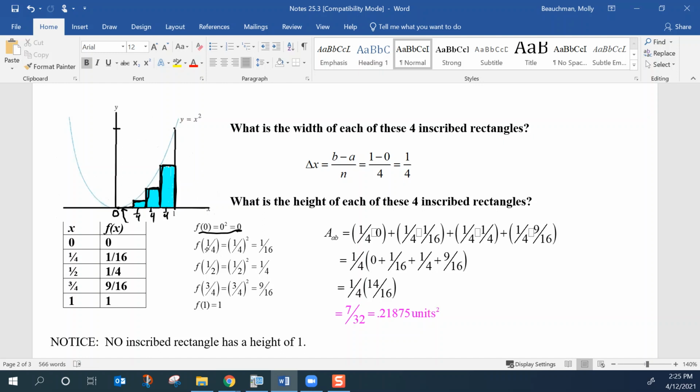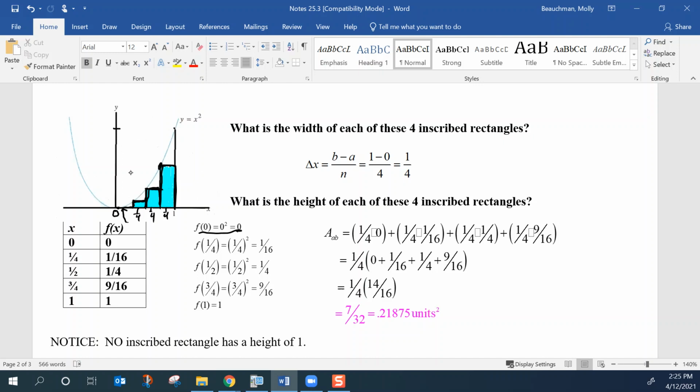The next rectangle has a height of f(1/4), which squared is 1/16. The next one has an x value of 1/2, so f(1/2) is equal to 1/4, and that has a height of 1/4. The next rectangle has the height you get when you put 3/4 in, which is 9/16.